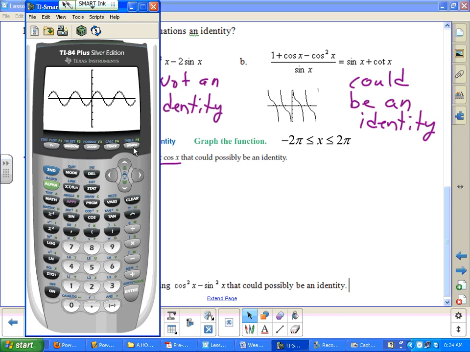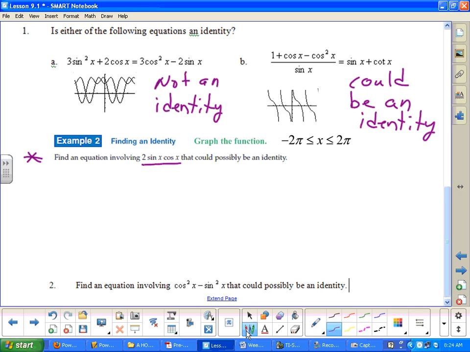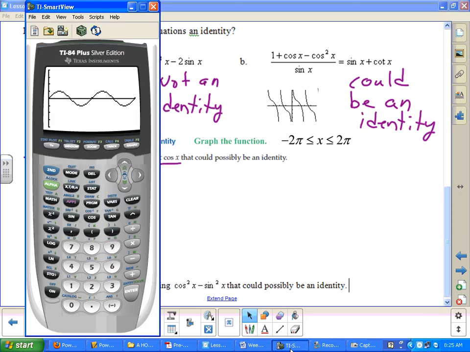Okay, how many times does it repeat itself in 2 pi? If we just start at 0 and go to 2 pi, it repeats itself how many times? 2 times, right? Okay. So if it repeats itself twice, what does that tell you? What's the period then? The period is pi. So then that tells me that the value of b is 2.